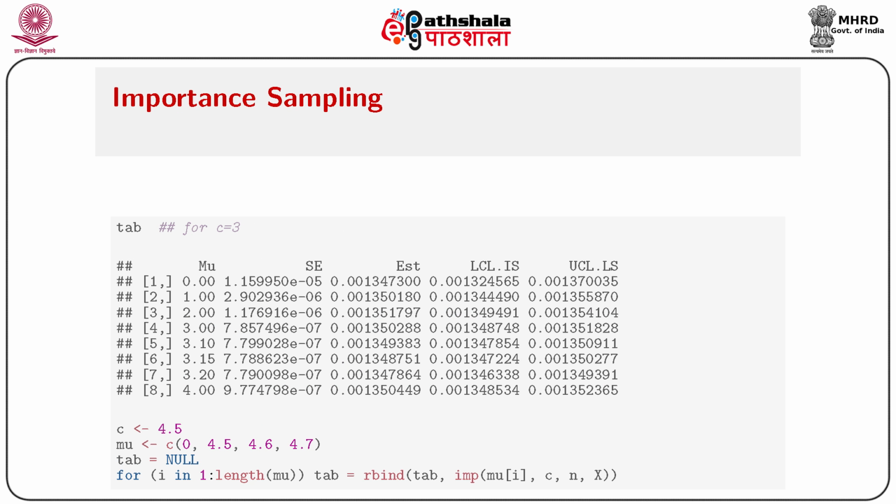So for 8 parameters, for c equals 3, these are the estimates. For c equals 4.5, if I change c to 4.5 and mu equals 0, 4.5, 4.6 and 4.7, then tab equals NULL, you can use the same for loop and same function, and finally it will give you these estimates: the 4 estimates with mu, standard error, estimate, and the 95% confidence interval, lower and upper confidence interval, corresponding to the 4 mu.